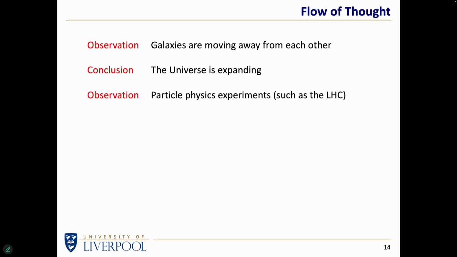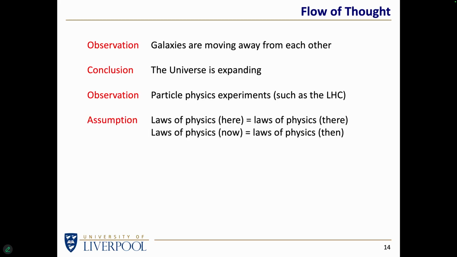We can also make observations of physics experiments here on Earth, such as banging particles together in the Large Hadron Collider, the LHC. If we bang atoms together, or we bang constituents of atoms together, like protons, we find how atoms and molecules are put together, and hence how the Earth is made, and how we are made, and how the Sun is made. But we have to make some assumptions about the laws of physics.